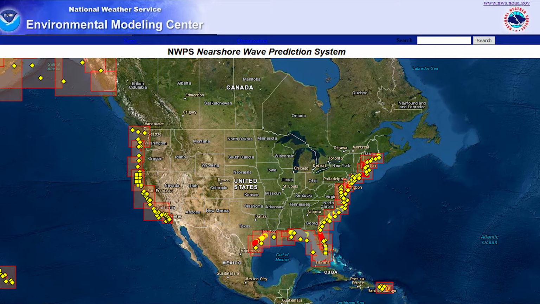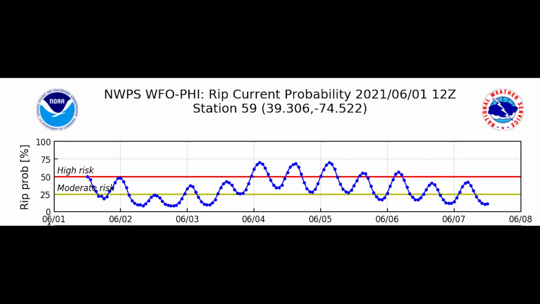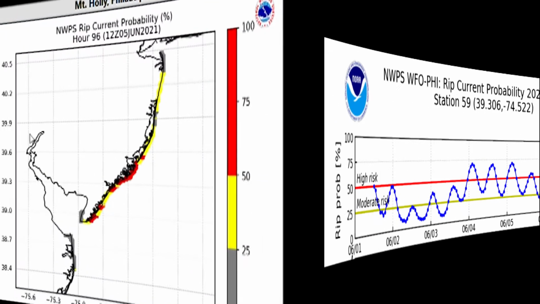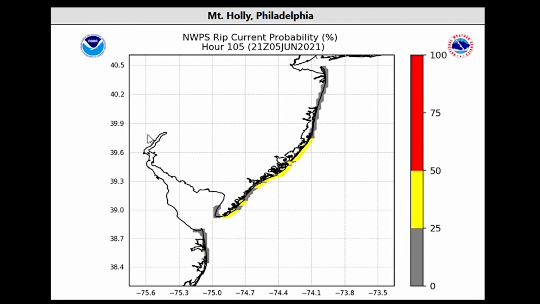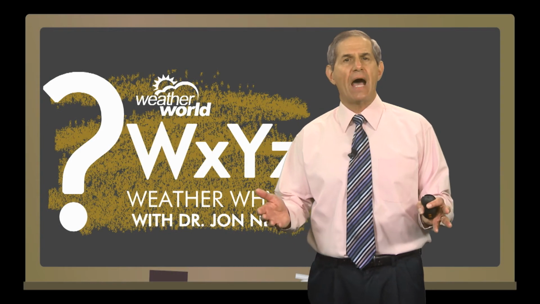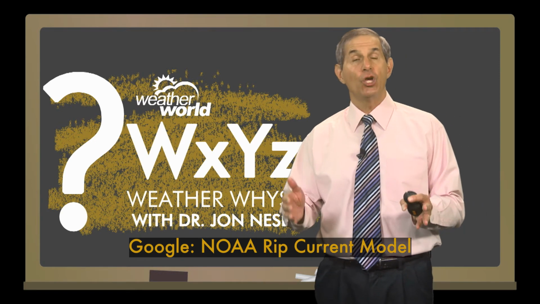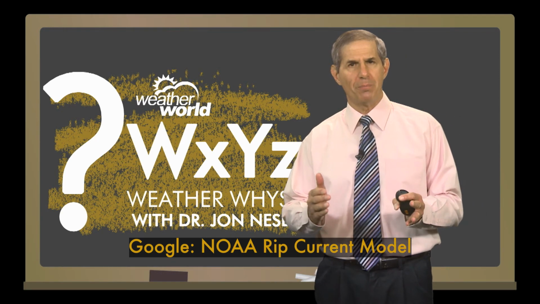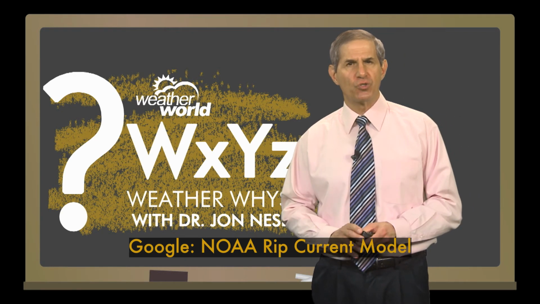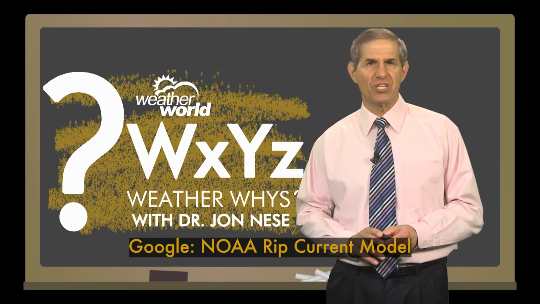The model takes forecasts from wave and water level models and produces hourly rip current likelihood forecasts out to 6 days. Here's an example for the Jersey Shore for this upcoming weekend. Red indicates at least a 50% chance of rip currents. You can check out these rip current forecasts yourself by simply Googling NOAA Rip Current Model. It may prove useful if you're heading to the beach this summer.